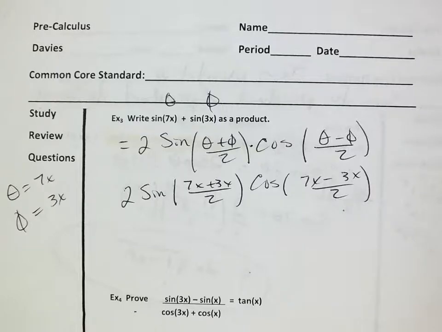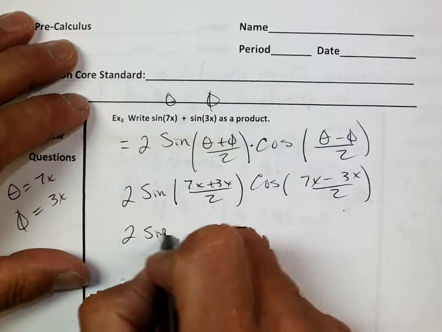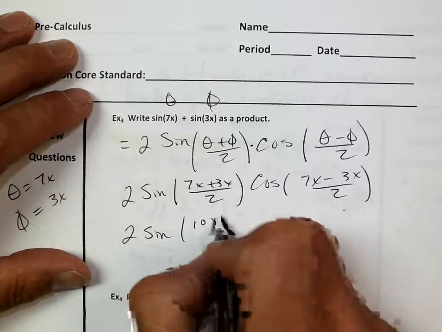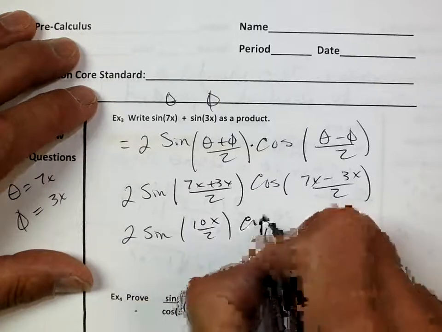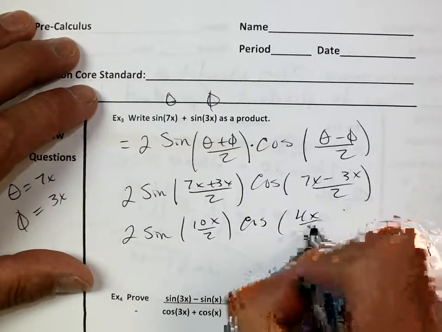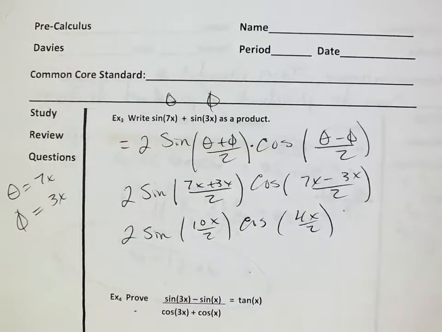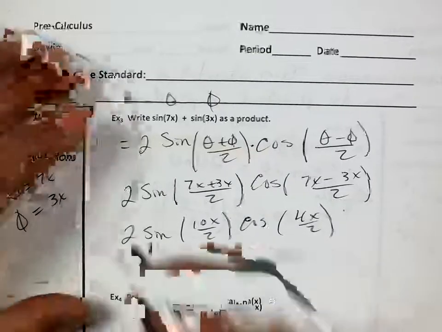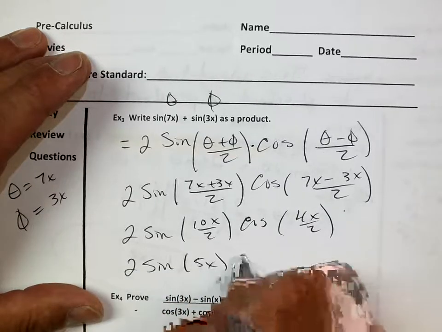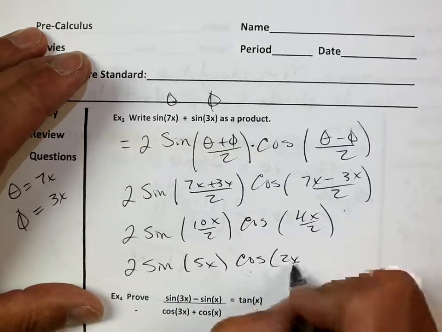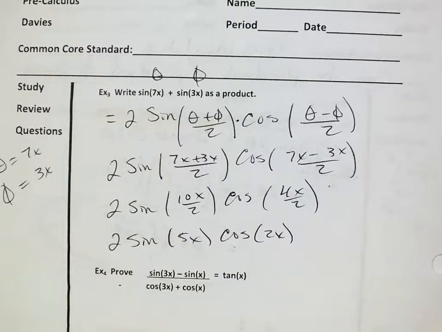And then it gets pretty easy. Really, it does. It's going to be a 2 sine of 10x over 2, which we will make 5x. Just give me one more step. And a cosine of 4x over 2, which I will make into a 2x. Just give me the next step to make it, right? Okay, then let's finish it up. Let's call it a 2 sine of 5x cosine of 2x. And they're different angles, that's why you cannot multiply them, okay?